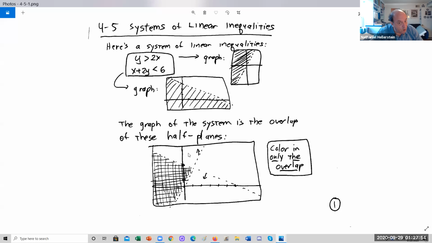Do not, repeat, do not color in this part or this part. That's a good way to lose points. I only want where they overlap. And in general, if you have many of these inequalities, what you get is various half planes intersecting, which will generally look like a polygon in the plane.